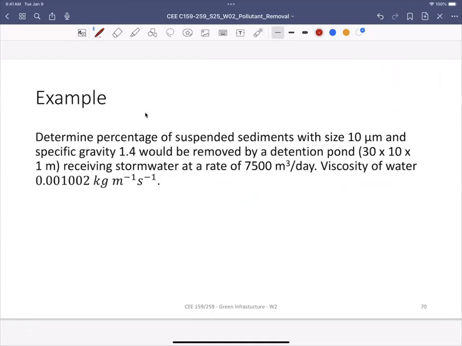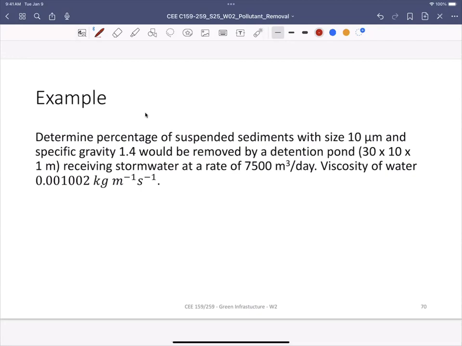It says, determine the percentage of suspended sediments with a size of 10 micrometers and specific gravity of 1.4 that would be removed by a detention pond of a certain size, which is 30 meters by 30 meters by 1 meter, receiving stormwater at a rate of 7,500 cubic meters per day. The viscosity of water is given. So it's asking how much percentage of the sediment particles with size 10 micrometers will be removed. Here the specific gravity is 1.4.